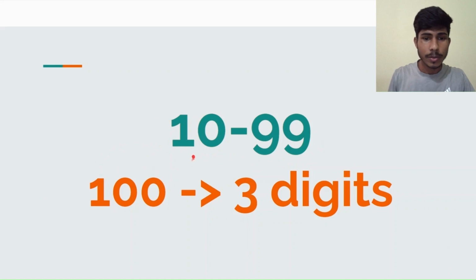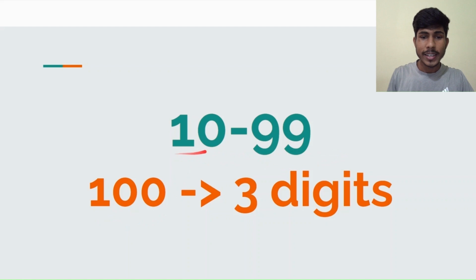See, all the numbers from 10 to 99 have only two digits, one on the left, one on the right. And the next number after 99 is 100. See, it has three digits, 1, 0, 0. So it is a three-digit number. And all the numbers from 10 to 99 are two-digit numbers.